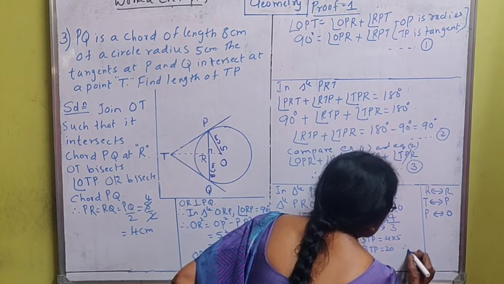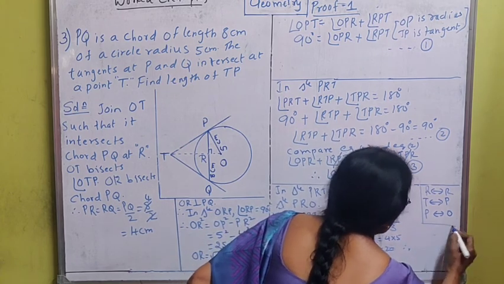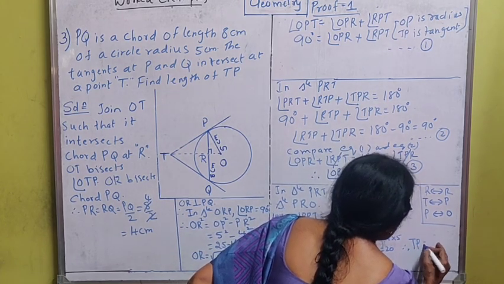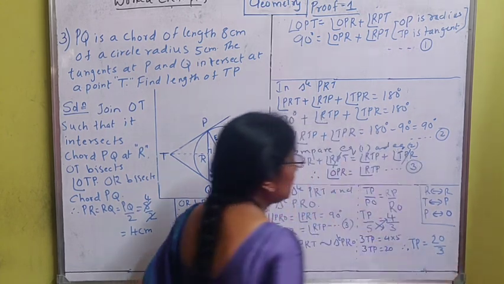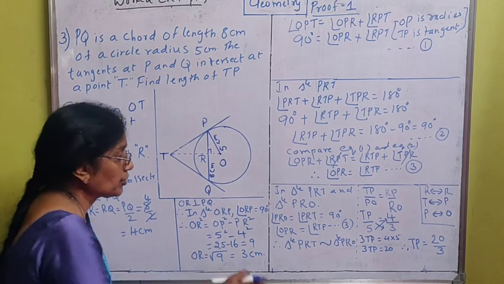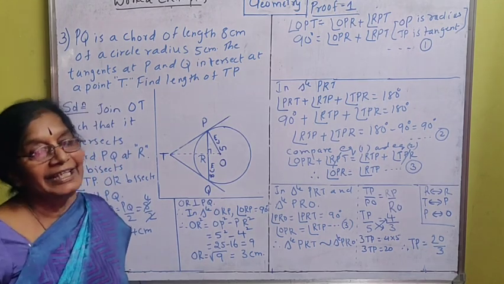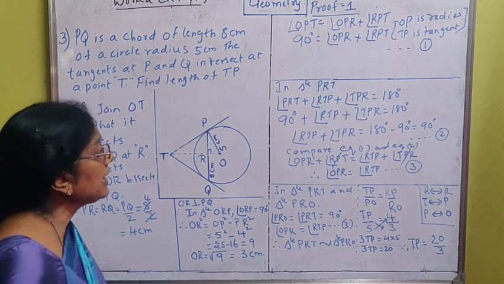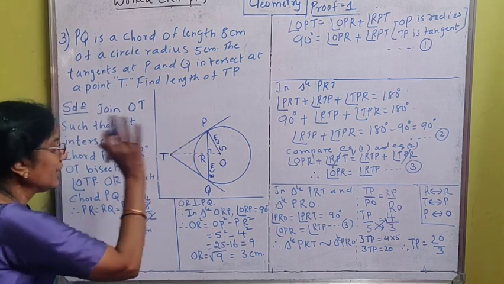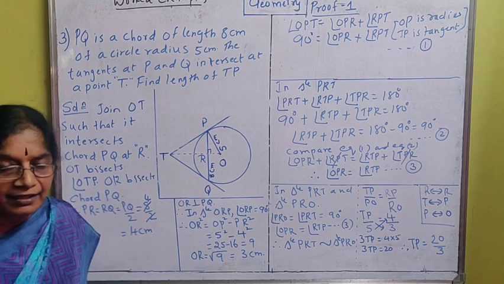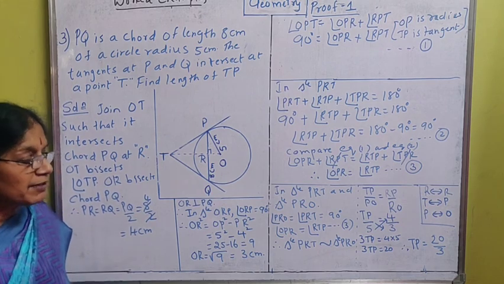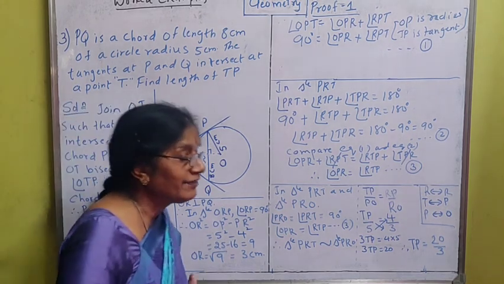Therefore TP is equal to 20 by 3. It can be like that only. So how much did you get? TP is equal to 20 by 3. That is 20 by 3 centimeters is the measurement of TP. If you want, you can convert it into decimal. So if you want to convert it into decimal, means what? 20 you have to divide by 3.